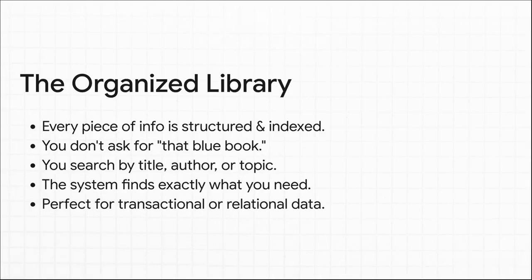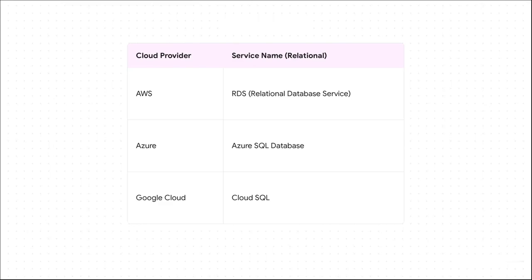This is absolutely essential for things like e-commerce stores, user profiles, anything that relies on complex relationships between bits of data. And you know the drill by now. The cloud providers have these amazing managed database services that handle all the tough stuff for you. AWS has RDS, which is super flexible. Azure has its powerhouse, Azure SQL Database. And Google Cloud has, you guessed it, Cloud SQL.